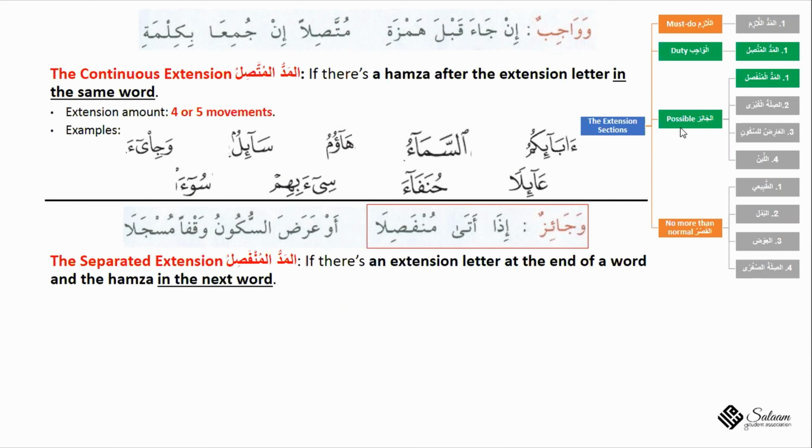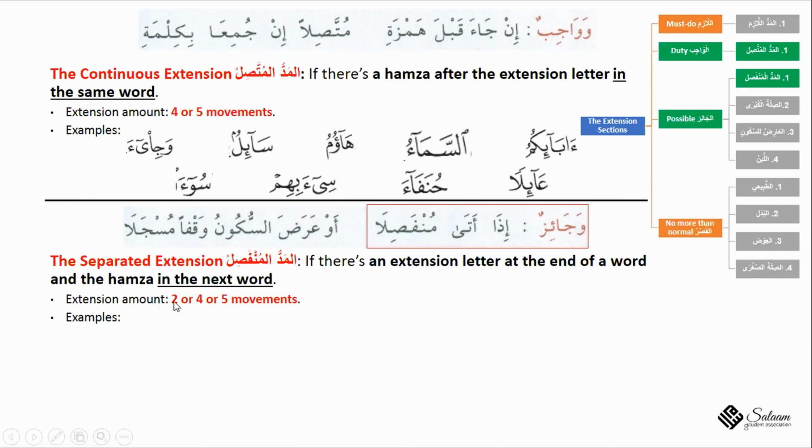So why do we have them in separate sections? Why is this one in al-wajib and this one in al-jaiz? They are similar to an extent. They both have an extension letter and hamza. They both need to be extended. But the only difference is these are in the same word, like as-sama', and these are in different words. Why is that? Because this one can be like a normal extension. That's why it follows al-jaiz, and it's in this section and not in this section.